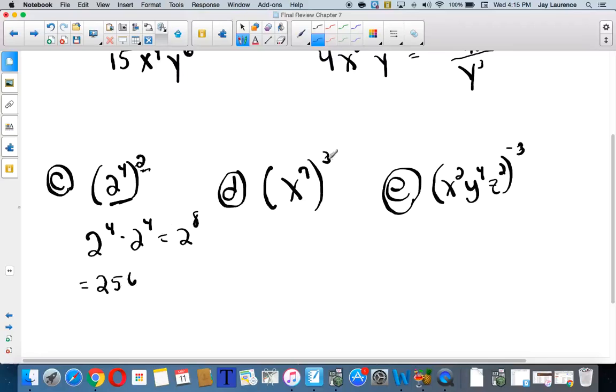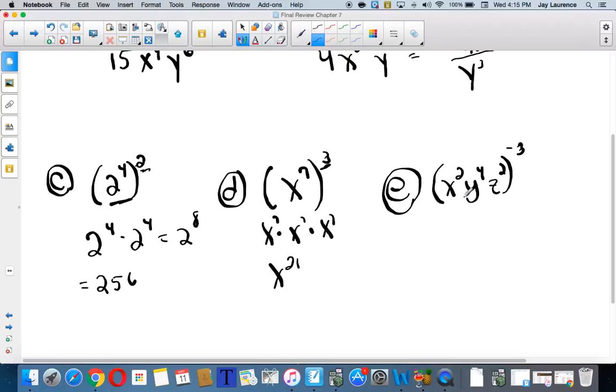256. D means there's 3 of these. So in other words, x to the 7th times x to the 7th times x to the 7th. Well, that's going to be x to the 21st power.